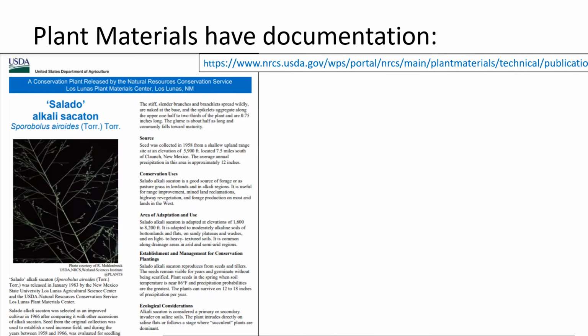I mentioned plant material documentation in the last slide. Most of these are from USDA entities, and you can find them at this website at NRCS, Plant Materials Technical Publication. They vary. The original plant release might be something that looks like this one for Salata alkali sacaton. It was released back a couple of decades ago, and it tells you all about where the seed was collected, whether or not it was bred, and what NRCS recommends it be used for.